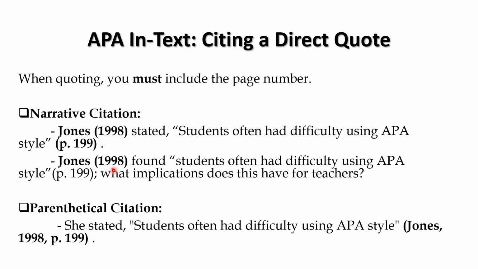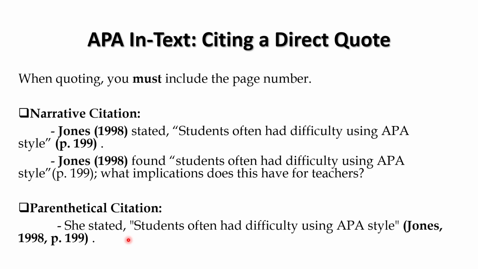Notice that the citation with the page number, p. 199, appears immediately after the quote and between parentheses, right where it would naturally pause. Then the sentence continues with a semicolon and the writer's own words. This shows you that citations are flexible. They go right where the reader needs them, immediately after the borrowed material.